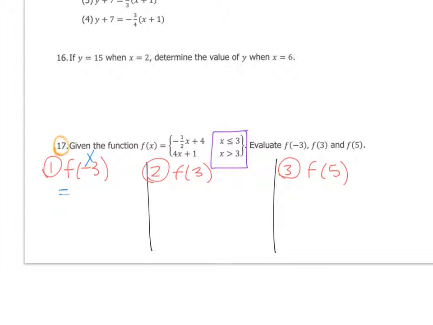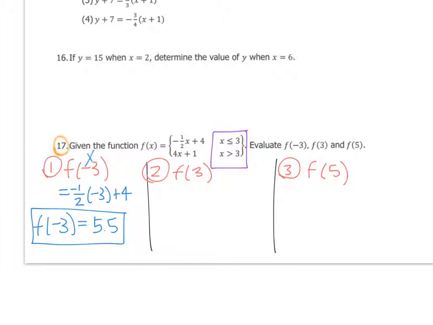That means I'm going to plug this into the first equation. Negative 1/2 times negative 3 plus 4. Type that right into your calculator. So we find f of negative 3 is 5.5. Notice that I did not plug it in for two different equations. I plugged it in for one and only one. The one in which negative 3 falls.